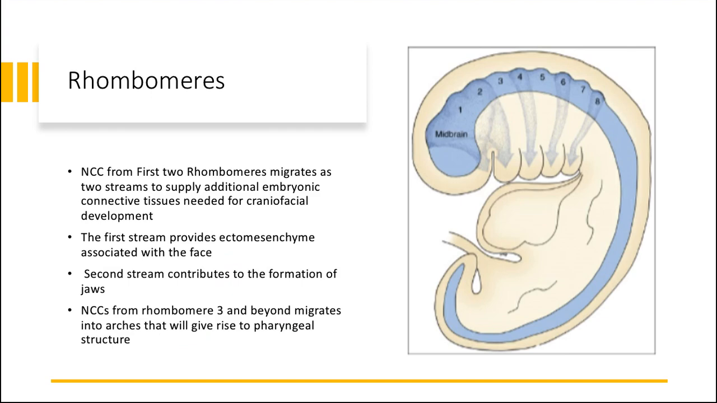The first rhombomere provides ectomesenchyme associated with the face. The second stream, which arises from the second rhombomere, contributes to the formation of the jaws. Neural crest cells from rhombomere 3 and beyond migrate into arches that will give rise to pharyngeal structures.